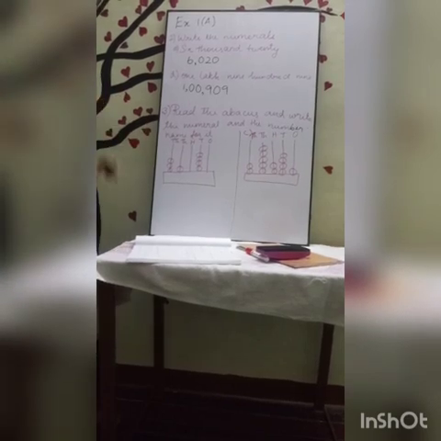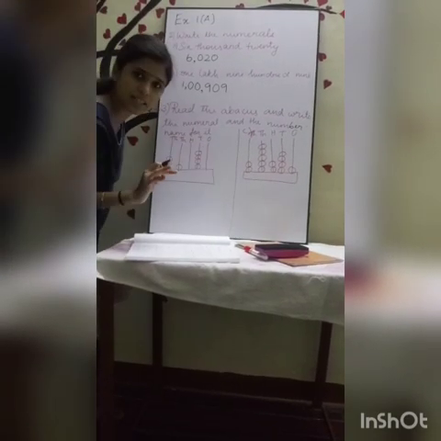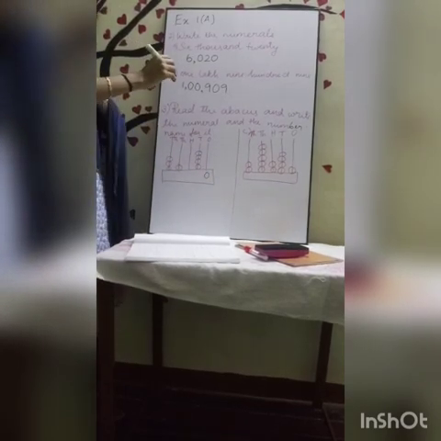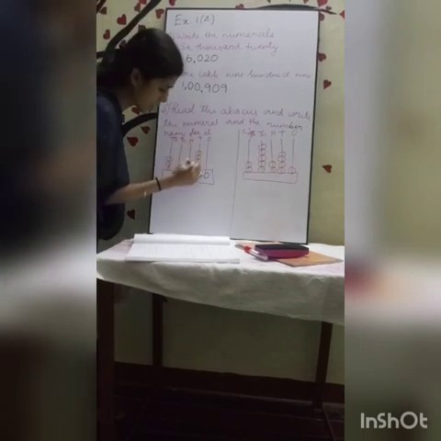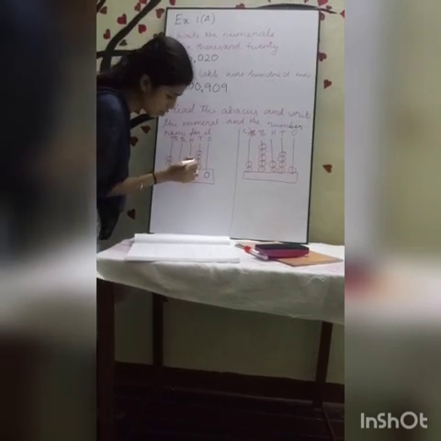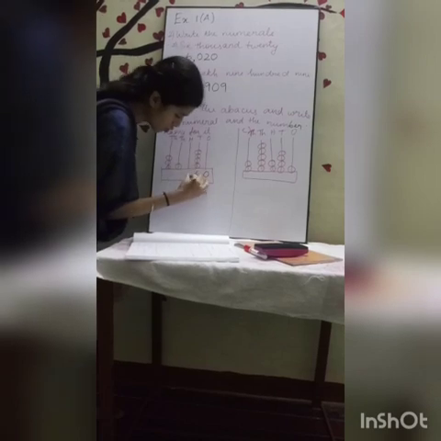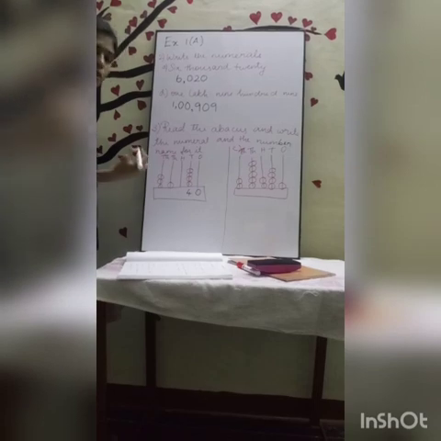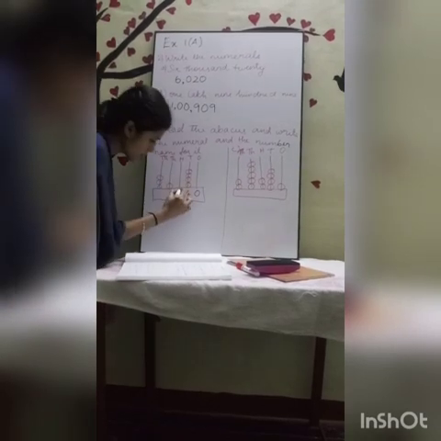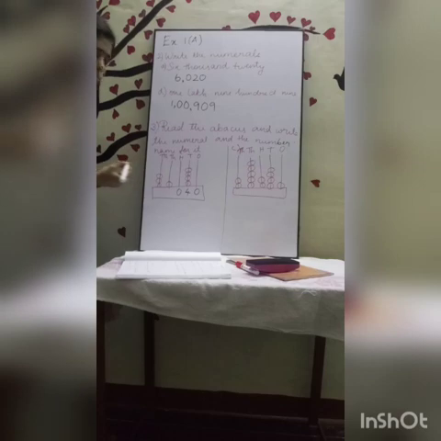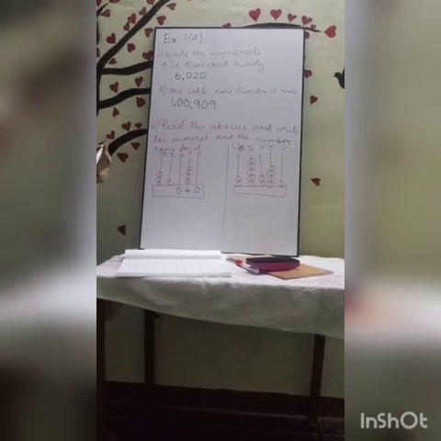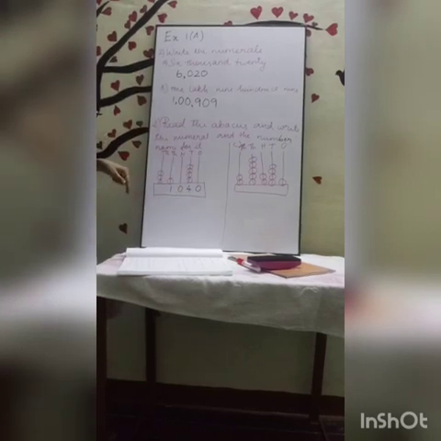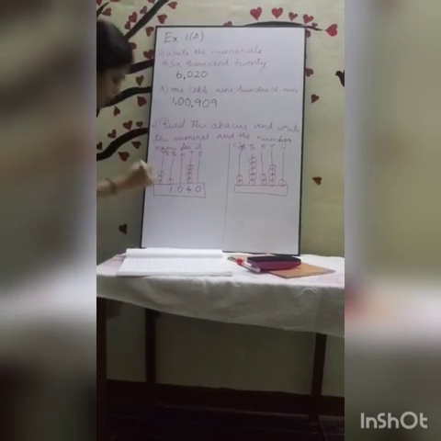Okay, by seeing this abacus, in ones place are there any numbers? No. So I am writing 0. Next, in tens place how many numbers are there? 1, 2, 3, 4. So I am writing 4. Next, in 100 place are there any numbers? No. So what will you put? Zeros. Next, in 1000 place are there any numbers? One number is there. So I am writing 1. In 10,000 place how many numbers are there? 3. So I am writing 3.